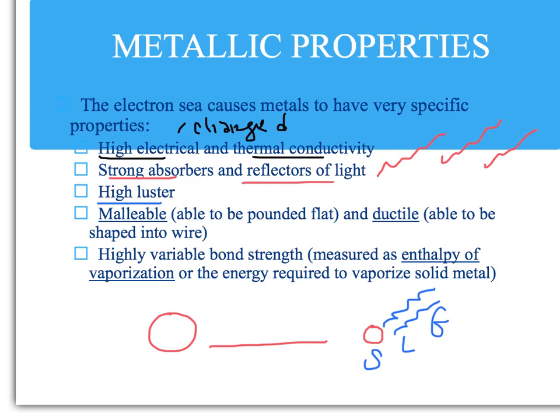So that will do it for our look at ionic and metallic bonds and the properties of the three kinds of bonds that we have talked about this chapter.